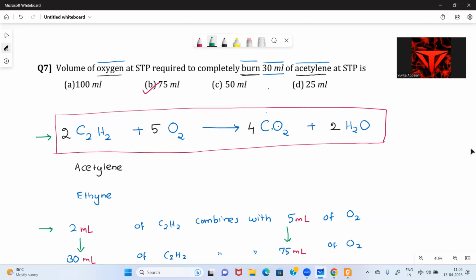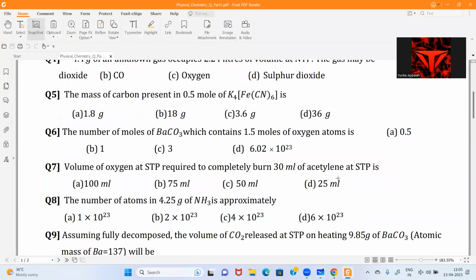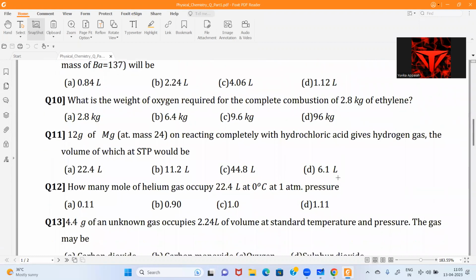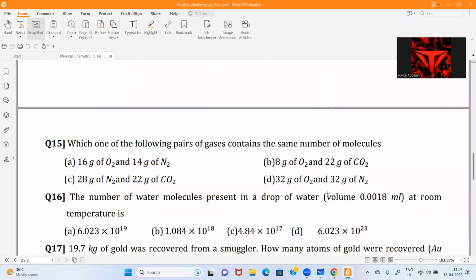So any doubts in what we discussed today? Very good. I'll do one thing. I shall send you this worksheet. Would you like to attempt it, Yuvika? Yes, sir. Because now the concepts are clear.